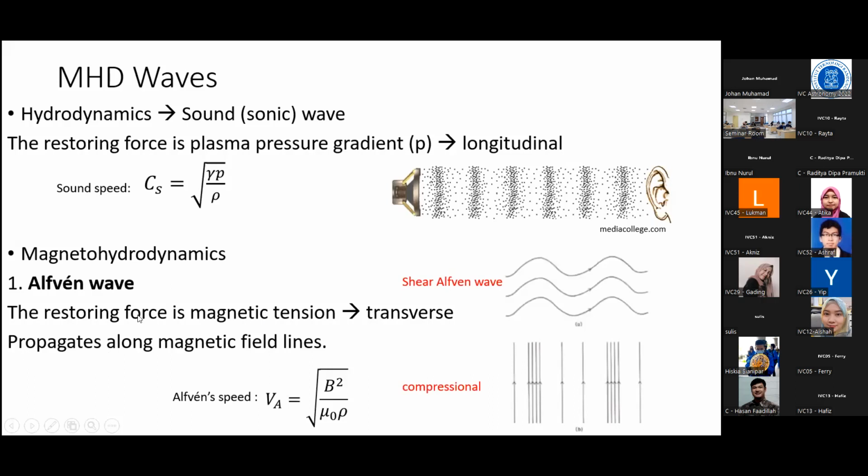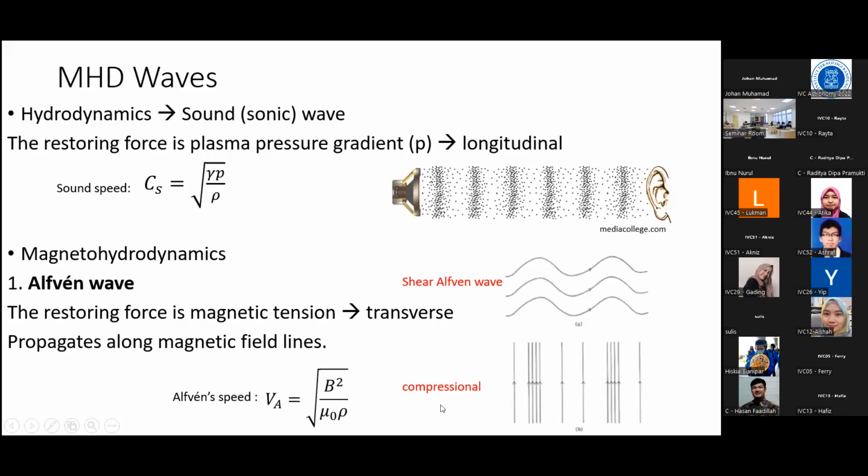Because of this restoring force, we will have the Alfvén wave moving parallel to the magnetic field lines, but it's transverse. So we have some kind of sinusoidal shape like this. And we can calculate the speed of the Alfvén wave by this equation, B squared over mu rho.